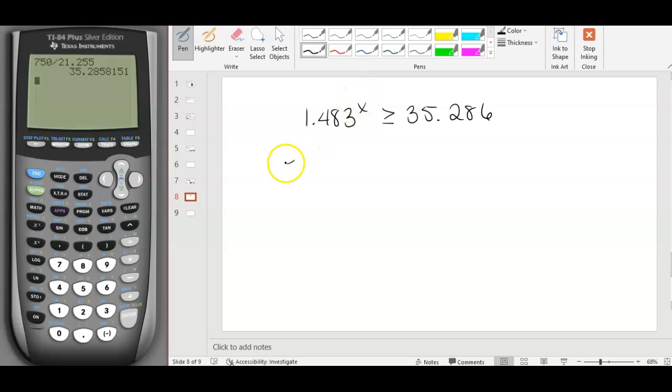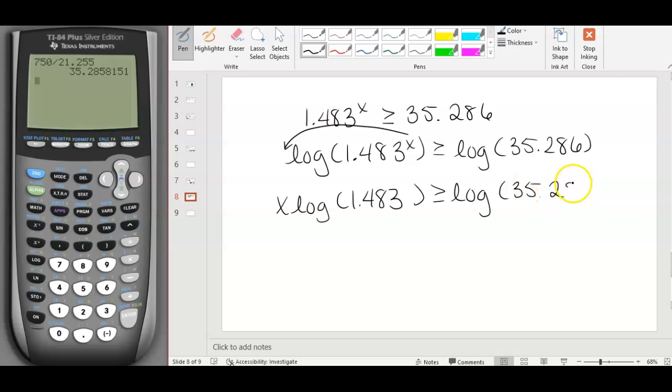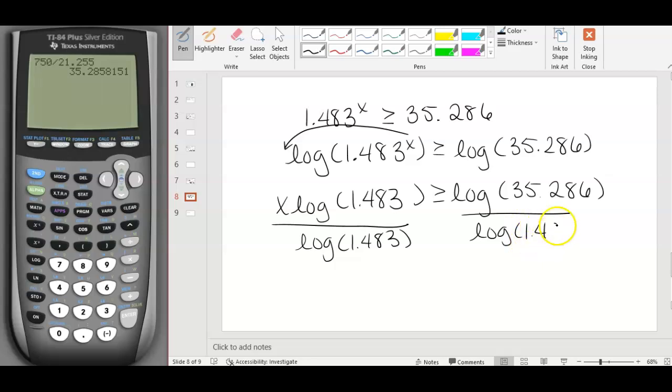And now I need to solve this exponential equation, okay? So remember when we do this, our strategy is to take the log of both sides. You can take the log or the ln, whichever one you prefer. And so we have log of 35.286. To solve this, I'm going to need to bring the x down in front. So I have x log of 1.483 is greater than or equal to log of 35.286. So now I need to divide both sides by the log of 1.483 in order to solve for x.